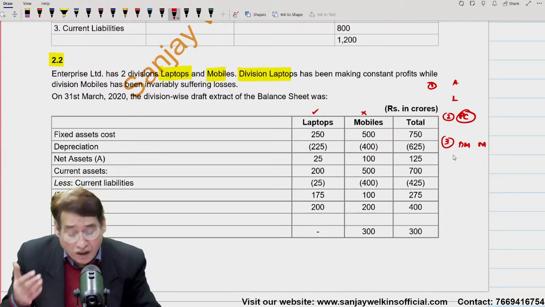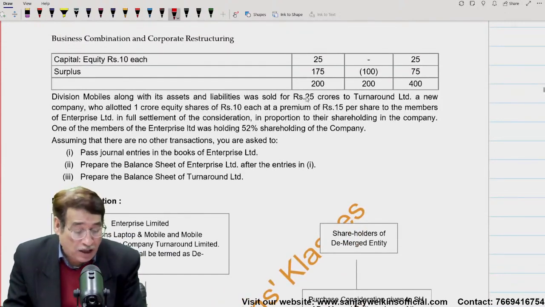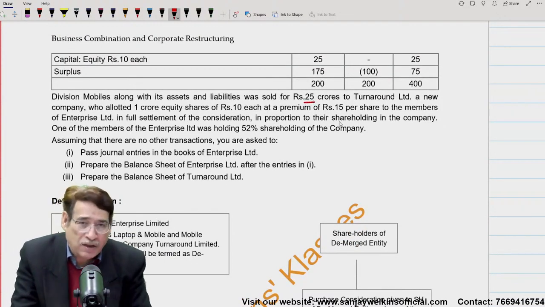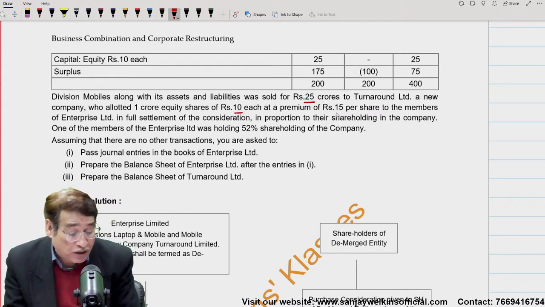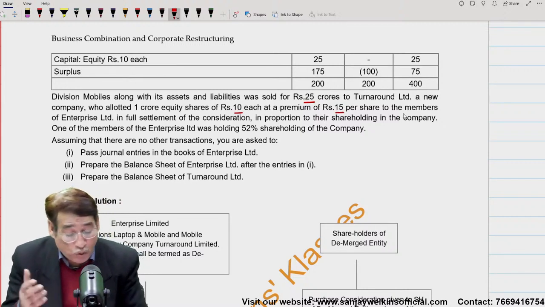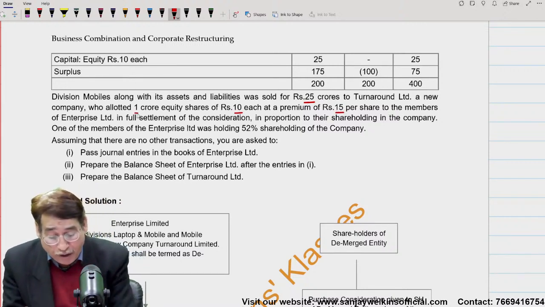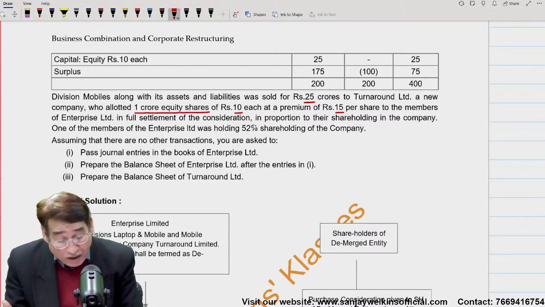Now, in this question, I will tell you later on also, I told you it is similar to the last question. Only thing is that here purchase consideration is 25 crores. Again, nominal value is 10 and per share premium is what we call 15. Last time, 2 lakh shares were being issued. This time, 1 crore equity shares are being issued. Correct?